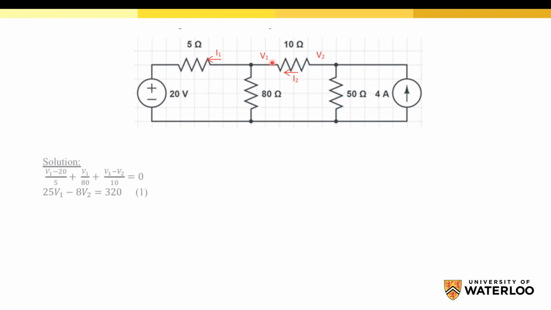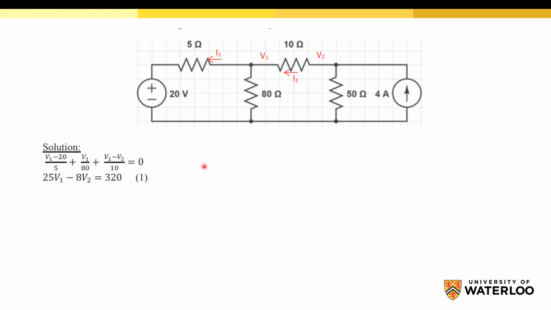The first one is for V1, so it will be V1 minus 20 over 5, which represents the current I1. Then V1 minus 0 over 80, which represents the current passing through the 80 ohm resistor. Then V1 minus V2 over 10, which represents the current passing from V1 to V2, not I2. All of this equals 0, and then we can simplify this equation.